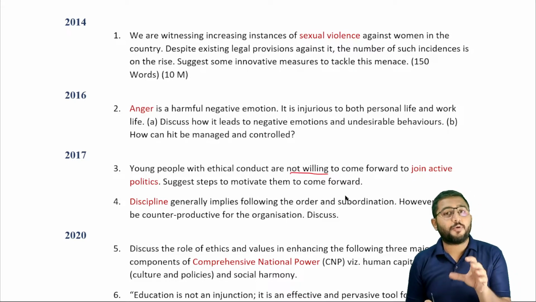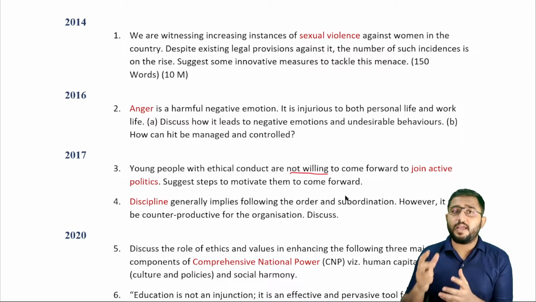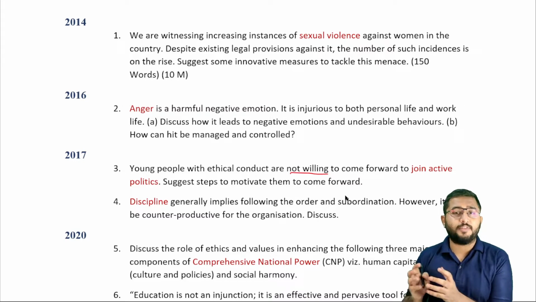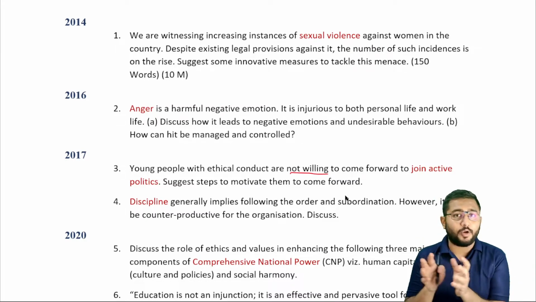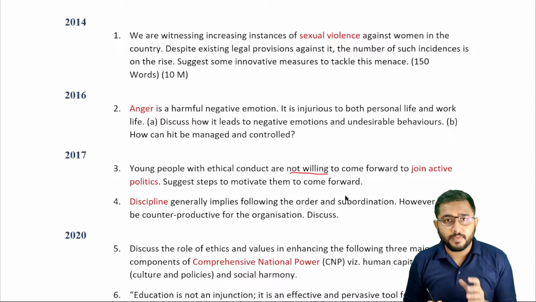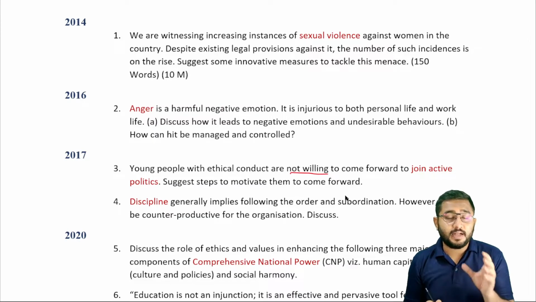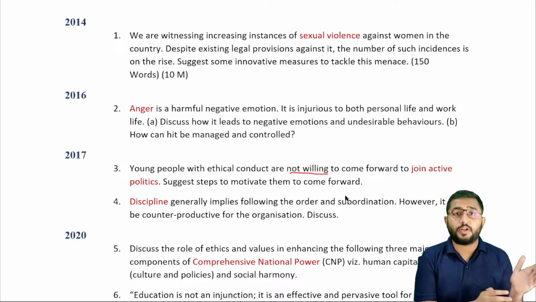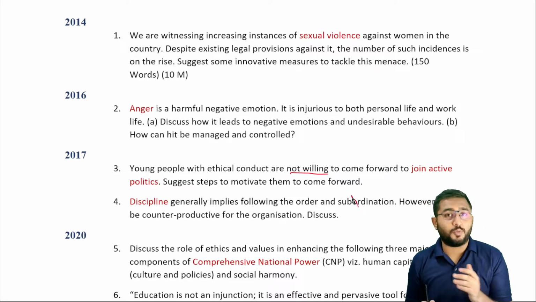But essentially what is it trying to say? It is trying to say that there is a certain prevalence of corruption or some negative emotions attached to active politics, because of which young people with ethical conduct are not going to join them. Right? So these are current social and societal based questions. These contemporary questions and the quotation based questions are conventions that are being set by UPSC.